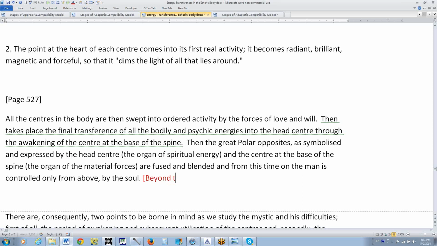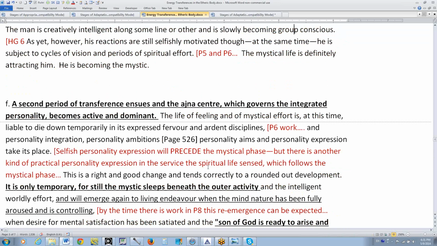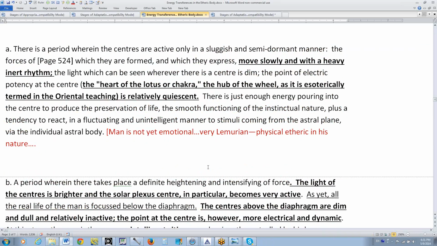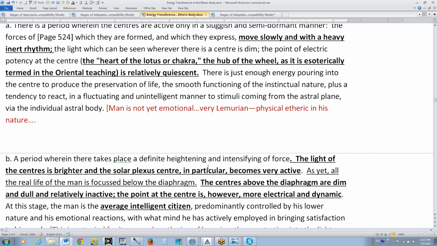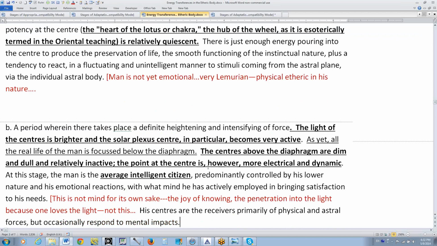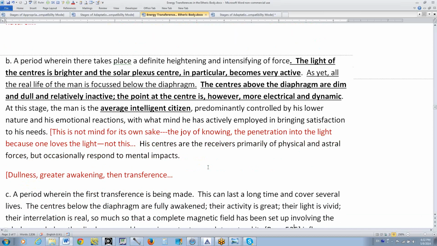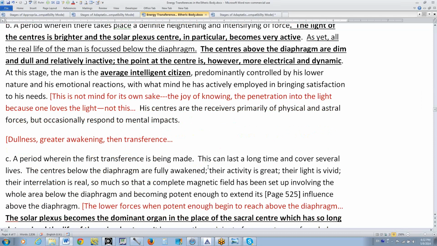Okay. And even farther. He's not being entirely specific here, but he has shown in all of these points, A, B, C, D, E, F, G, all the way from the dormant, sluggish centers below the diaphragm, moving with a slow and inert rhythm, to the awakening of the centers below the diaphragm and the awakening of the solar plexus center, though the centers above are relatively dull in point B.